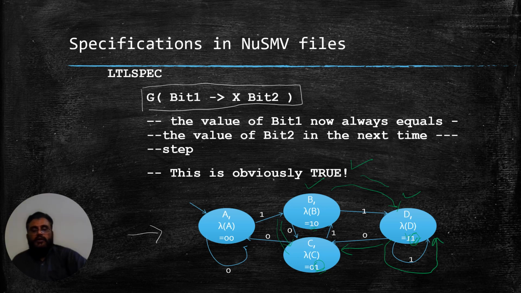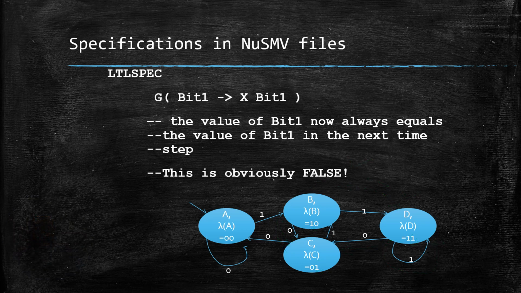when we input the model of this 2-bit shift register and this property to the NuSMV model checker, and when we execute this, we will see how NuSMV also shows it to us that this property is true on the model. We change the property a little bit.